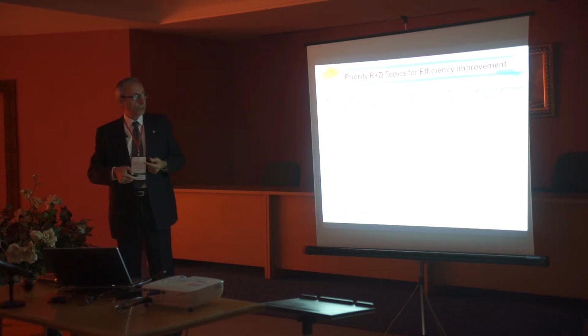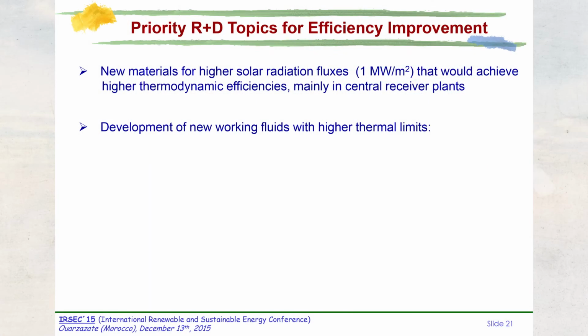So we could achieve these densities, about 1 megawatt per square meter of concentrated solar radiation, if we want to increase the temperature. Now we are working below that level, but we need to achieve such a flux of solar concentration at the receiver. And for that, we need new materials suitable for higher temperatures with a high durability.